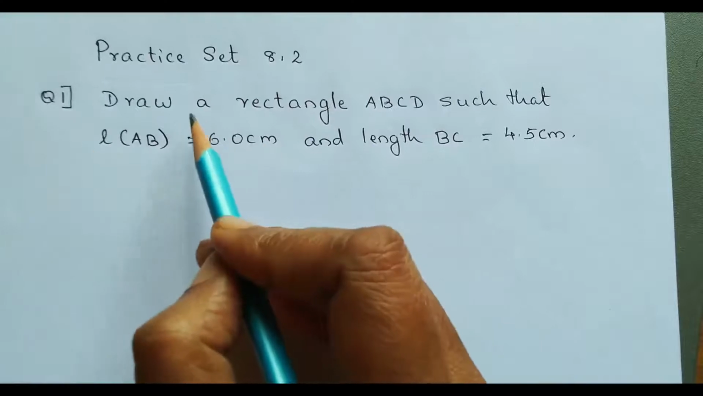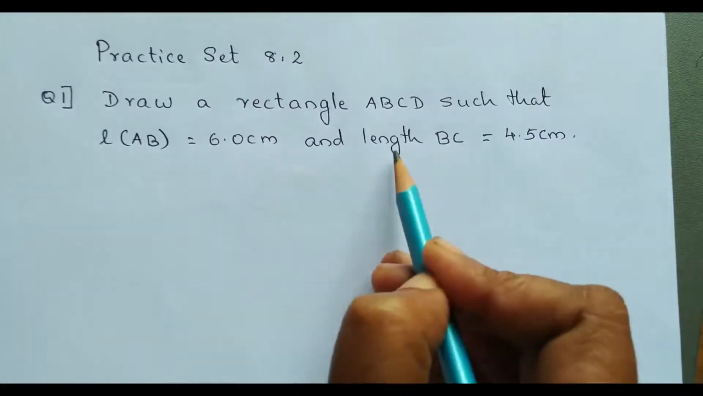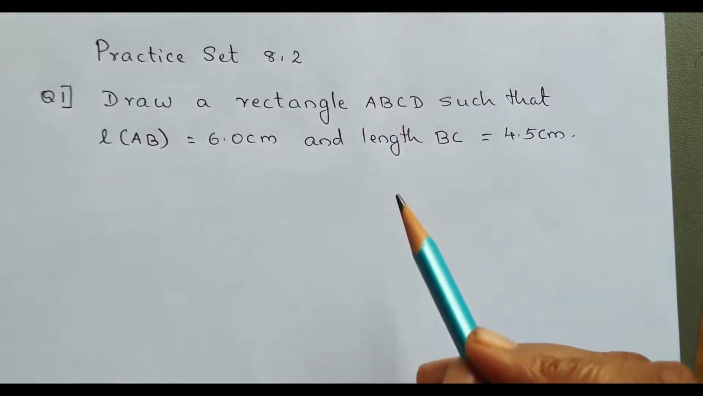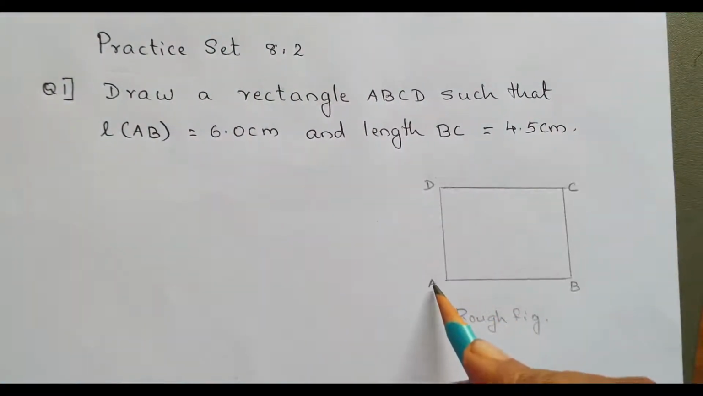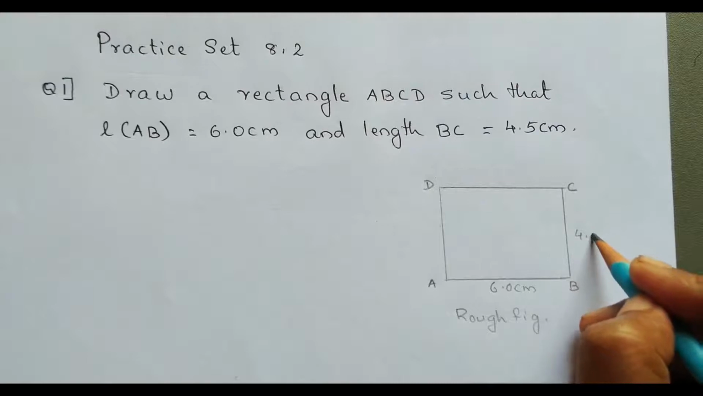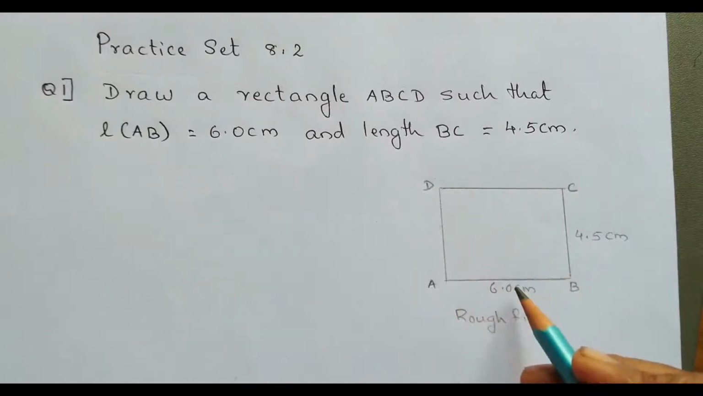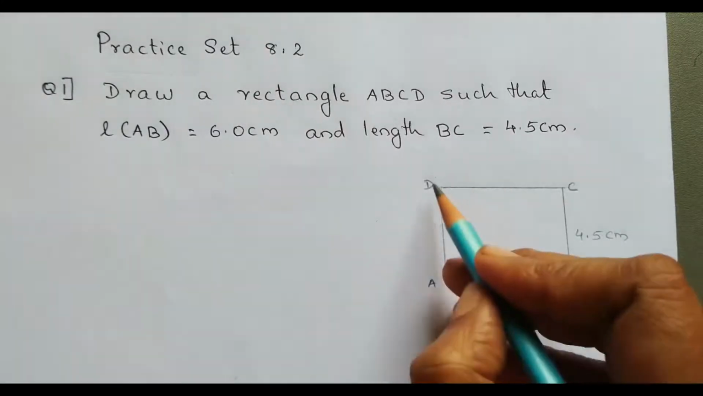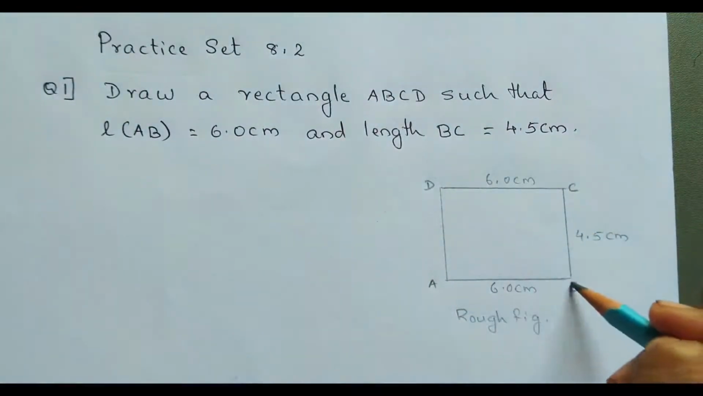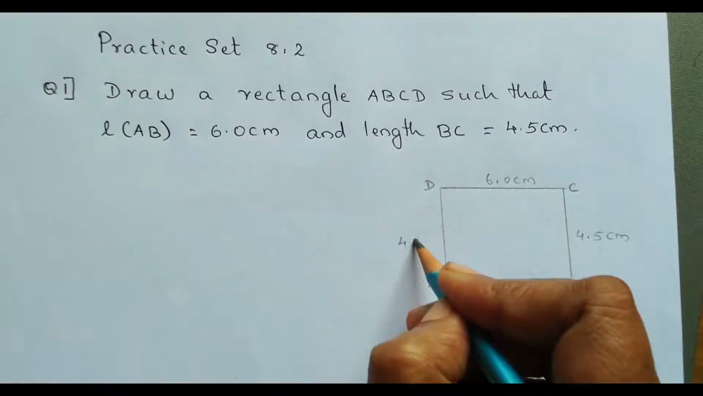The first question, draw a rectangle ABCD such that length AB is 6 centimeters and length BC is 4.5 centimeters. So let's first draw the rough figure. This is a rough figure. It's given length AB is 6 centimeters and length BC is 4.5 centimeters. You know that in a rectangle the opposite sides are congruent. That means if AB is 6 centimeters, length DC is also going to be 6 centimeters. Similarly, BC is 4.5 centimeters. That means length AD is 4.5 centimeters.